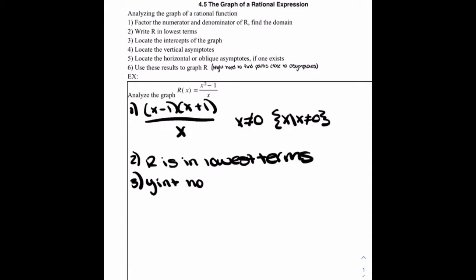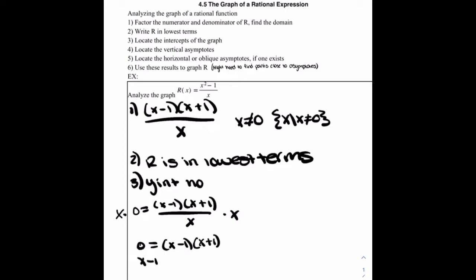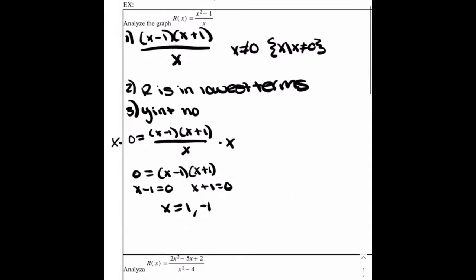And then for the x-intercept, you set the function equal to 0 and then solve for x. So we would say 0 equals x minus 1 times x plus 1 over x. We can start by multiplying each side by x. We get 0 equals x minus 1 times x plus 1. Set both equal to 0: x minus 1 equals 0 and x plus 1 equals 0. And we get x equals 1 and negative 1. So those are our x-intercepts.